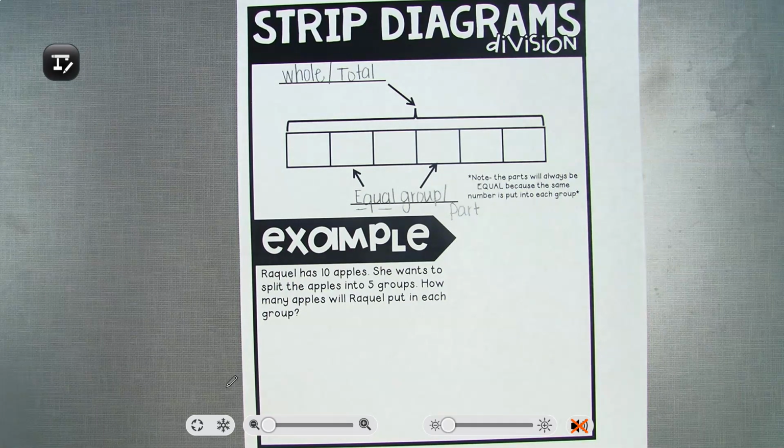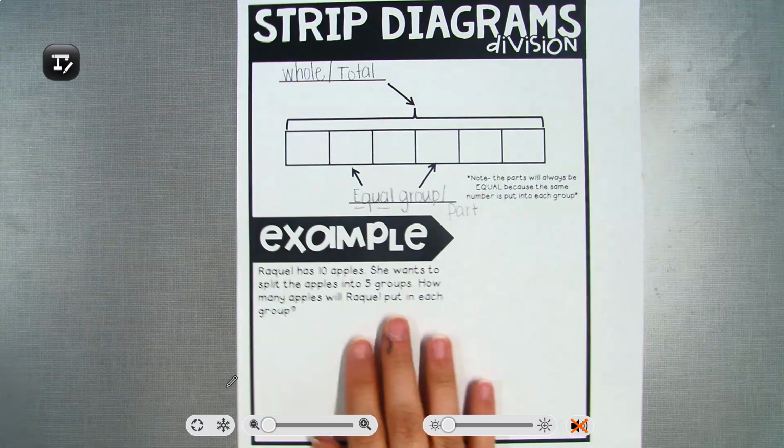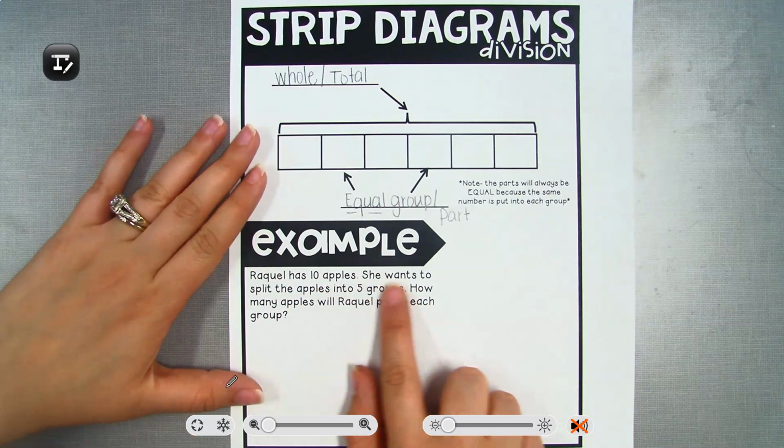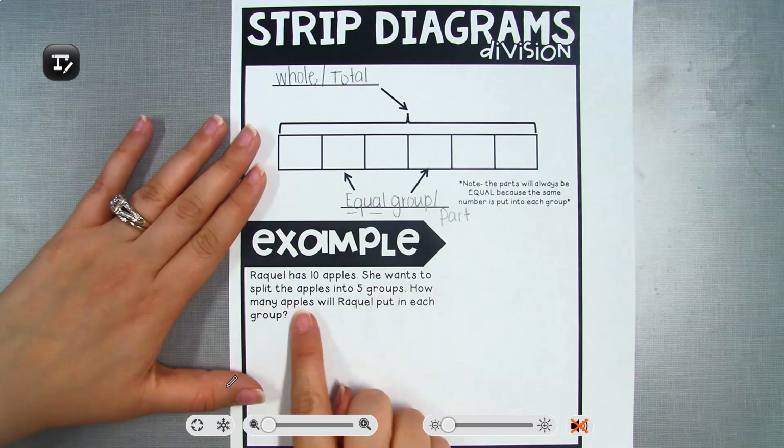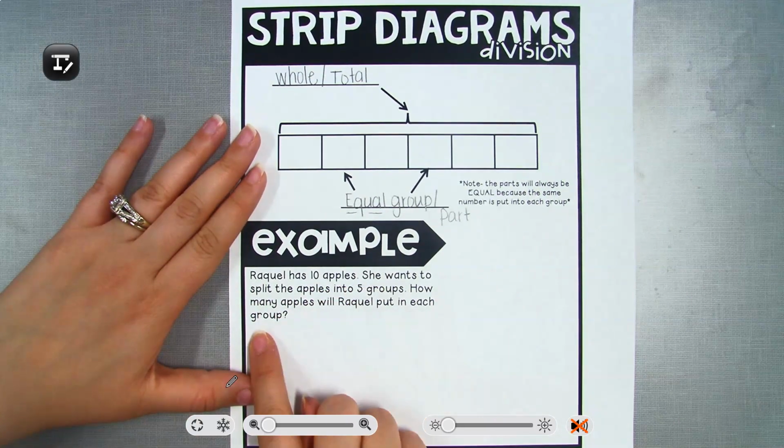So let's see, how will we fill out a division strip diagram? Okay, and as I'm working through this, I want you to think about how this is different from the multiplication one we did. So our problem is Raquel has 10 apples. She wants to split the apples into 5 groups. How many apples will Raquel put in each group?